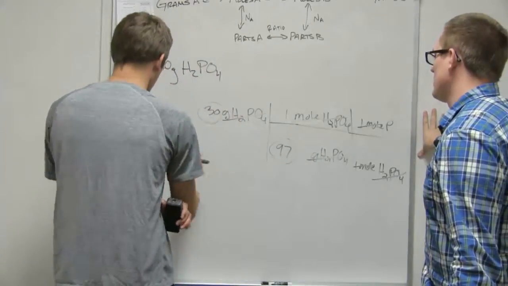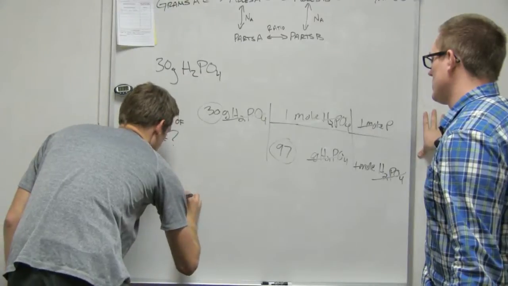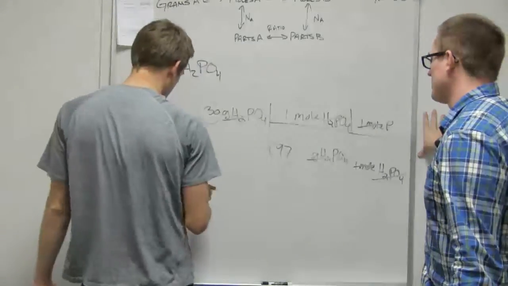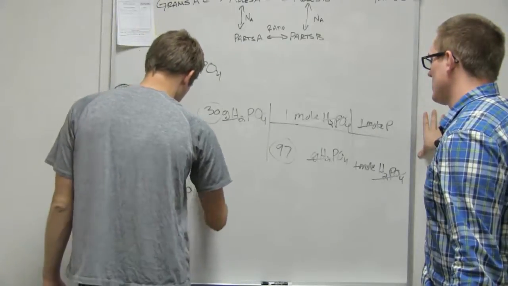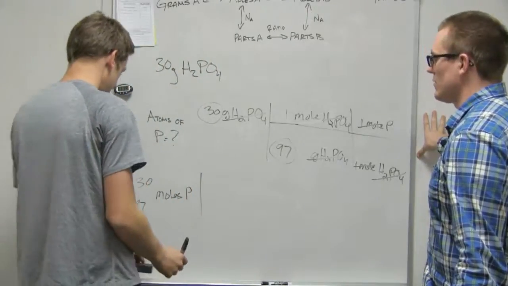So we just have 30 over 97 moles of phosphorus, and then we just multiply that by Avogadro's number. Perfect. Okay. And then we get the atoms.